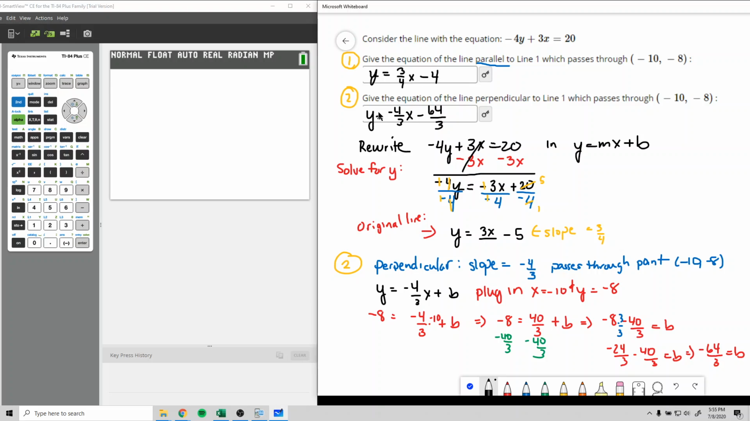So that is how we find the equation of lines parallel and perpendicular to some other line at a point.